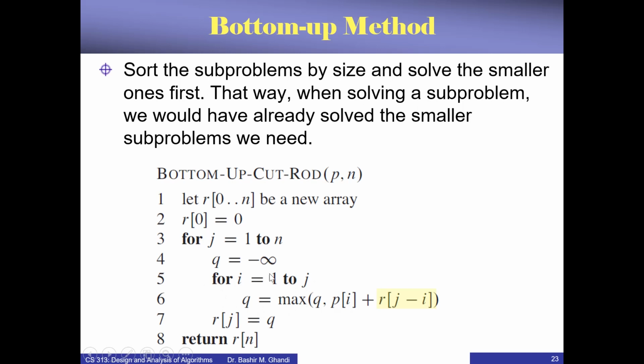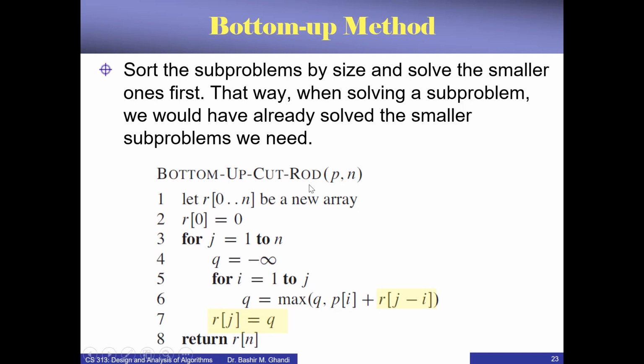So at the end of this inner loop, we will have known the optimal value for j. Okay, I should have said at the end of this inner loop, we will have obtained the optimal value for j. It is this that we need to store in our array at position j. So you see r[j] stores the optimal value before we now return it. So this is how the bottom-up approach works.